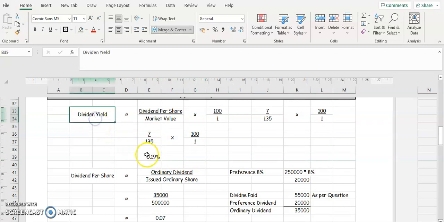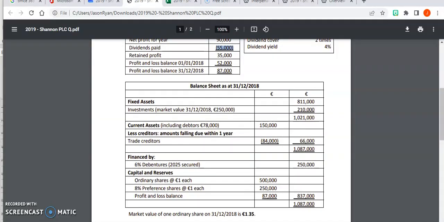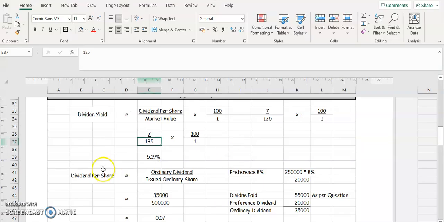So your dividend yield is 5.19%, and the figure underneath is your dividend per share, which we've calculated down here, taking into account what our ordinary dividends are, and the 135 then is taken from the question itself, just at the end down here. So that's part B of Shannon PLC.